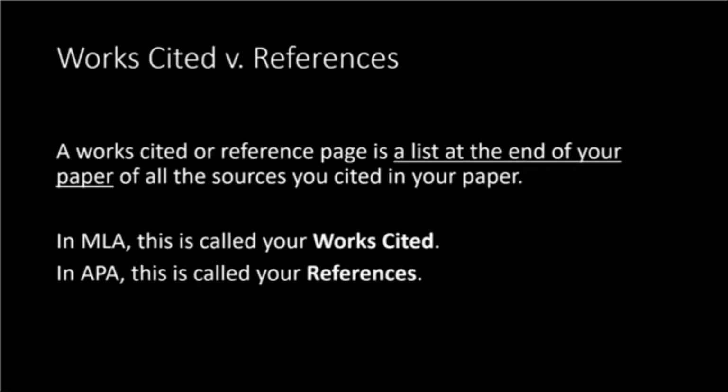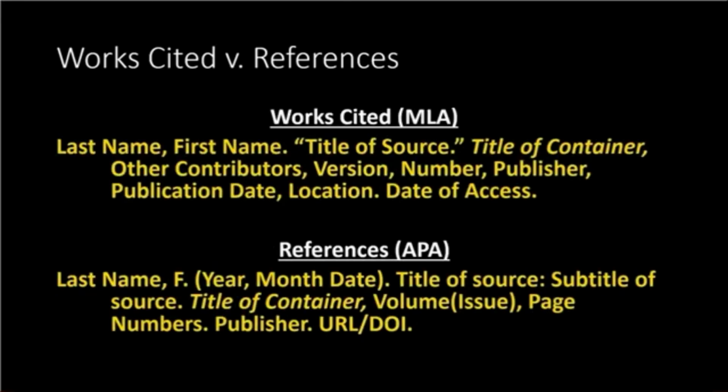The second part of citing your sources in MLA and APA styles is listing the sources you cited in your paper. In MLA style, this is called your works cited, whereas in APA style, this is called your references. These two things serve the exact same function, but simply have differing titles. Your citations in your works cited or references page will also differ in formatting between MLA style and APA style. Here, you can examine the different general elements required in each citation for the MLA and APA styles.